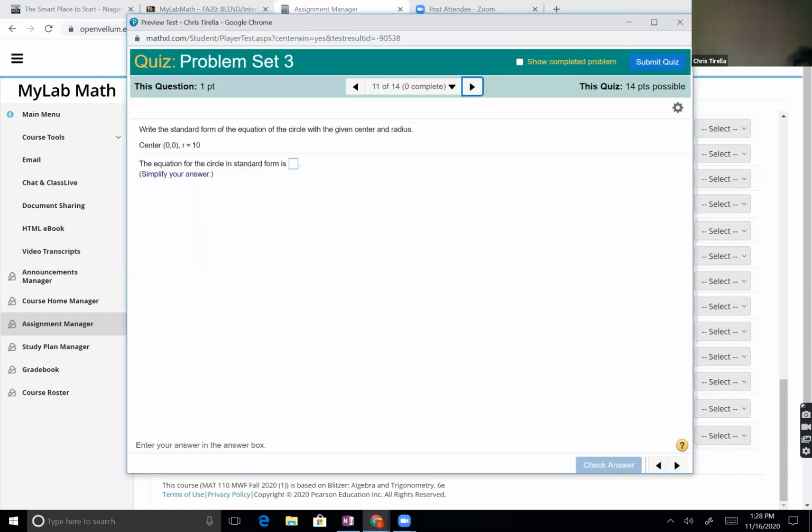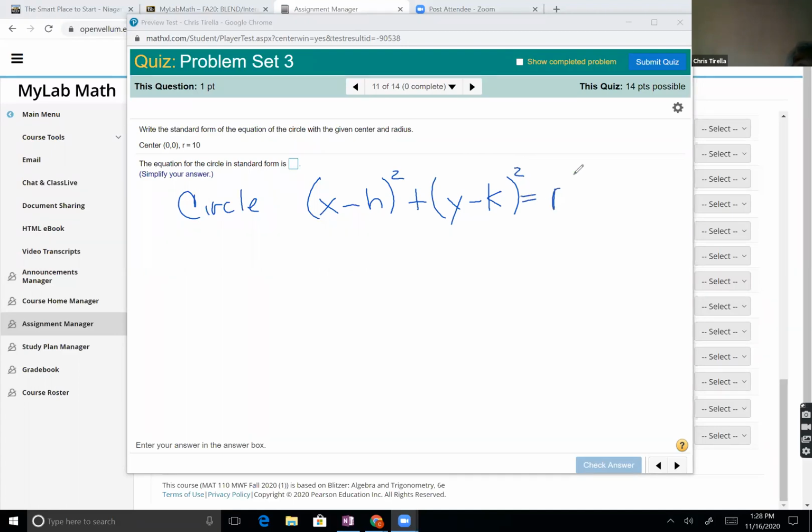Asks you to write the circle in the given center and radius. And again, for a circle, you have to remember that it's x minus the x value of the center squared plus y minus the y value of the center squared is equal to the radius squared. So here that would be x minus 0 quantity squared plus y minus 0 quantity squared is equal to my radius 10 squared. And I guess this one we could simplify to x squared plus y squared equals 100.